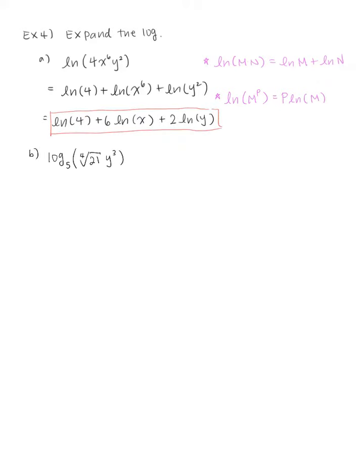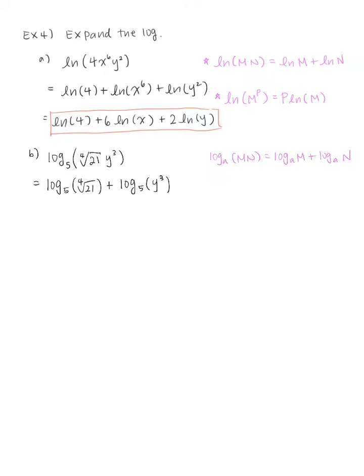Now let's take a look at log base 5 of 4th root of 21 times y to the third. Okay, so let's take one step at a time. So first what I'm going to use is log base a of m times n. It's log base a of m plus the log base a of n. Okay, so first step will be log base 5 of 4th root of 21, and then plus the log base 5 of y to the third.